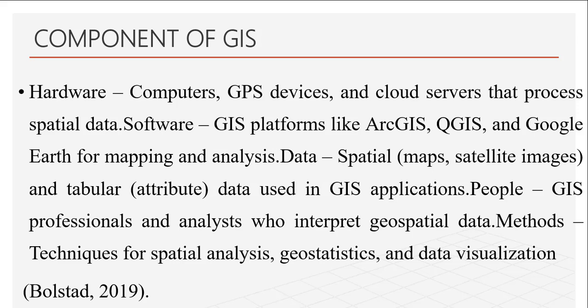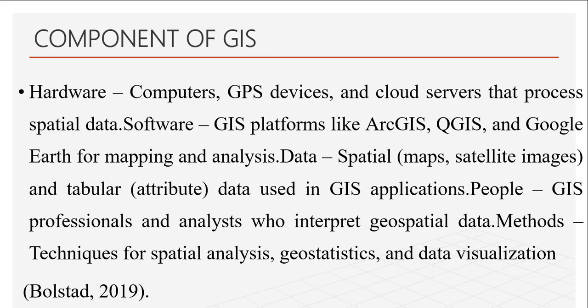Components of GIS. The first component of GIS is hardware. Examples of this hardware are your computers, your GPS devices, mouse, printer, and cloud servers that process spatial data. The second is software. GIS platforms like ArcGIS, QGIS, and Google Earth for mapping and analysis. Then the third component of a GIS is data. So spatial data, which are maps and satellite imagery, and tabular data, which are attributes. Now, the spatial are mostly in the form of maps, satellite imagery, things that have coordinates attached to them. The tabular, which are the attributes, describe what those things are.